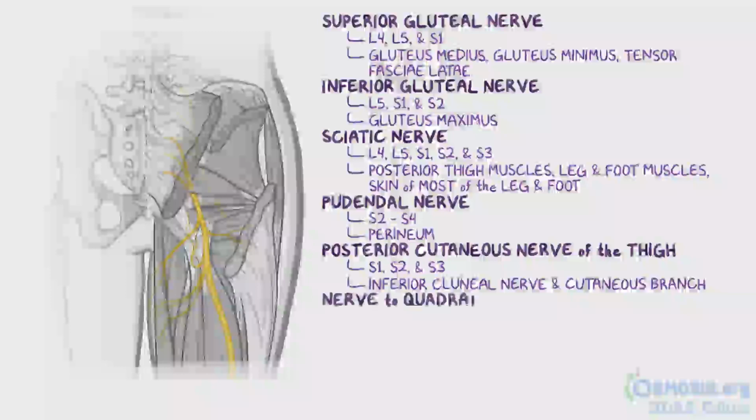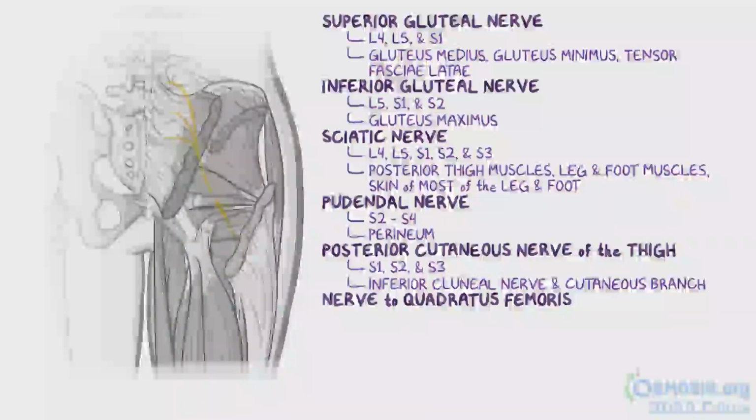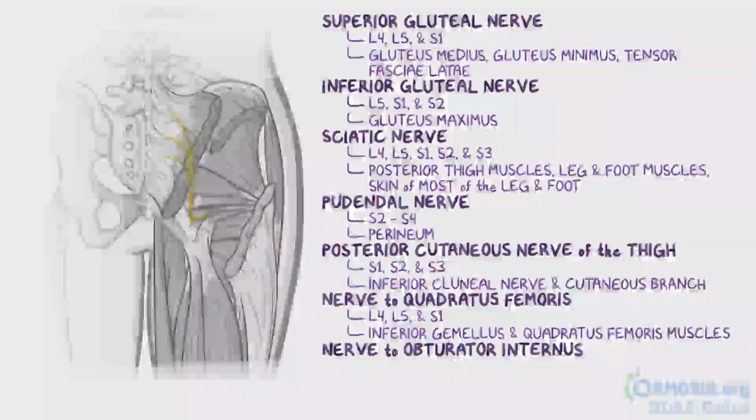The nerve to quadratus femoris is formed by the anterior divisions of L4, L5, and S1, and it innervates the inferior gemellus and quadratus femoris muscles. The nerve to the obturator internus arises from L5, S1, and S2, and it supplies the superior gemellus and the obturator internus muscle.